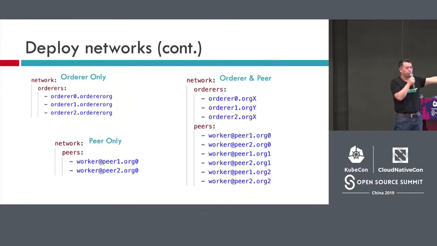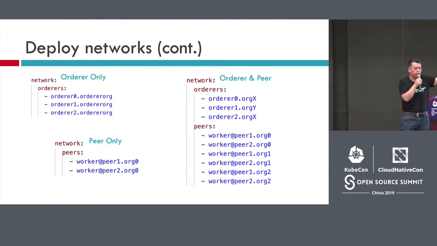And then once I boot up the peer nodes, I can join my peers to a given fabric network. Or you can say, hey, I'm not only doing the ordering, I'm also doing the peer. Then you can use the right-hand side configuration to start up a 3-node ordering system and a total of 6-node peers.